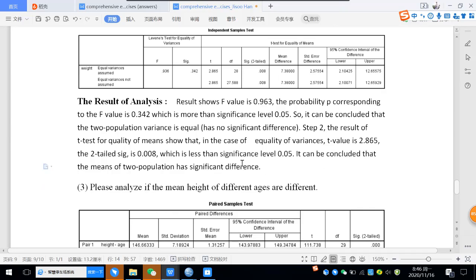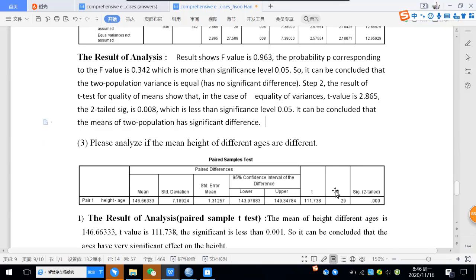Okay. The third question is, please analyze if the mean height of different ages are different. Okay, so here, different ages. For the age variable, we have 3 levels: age 3, age 4, age 5. And also height is normal distribution.